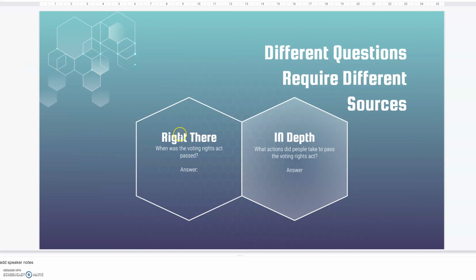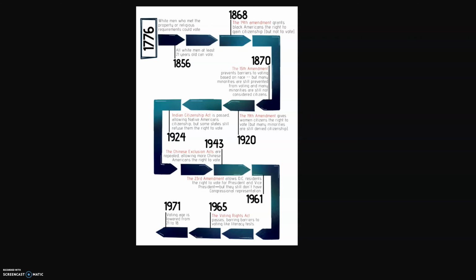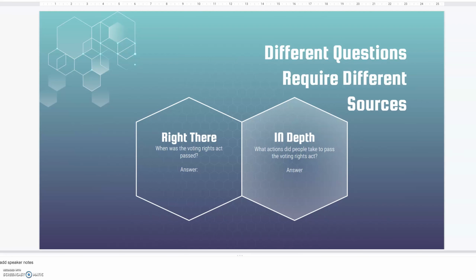If we have a right there question, something really simple and easy to answer, like when was the Voting Rights Act passed, we're probably going to look for a timeline versus an in-depth question like what actions did people take to pass the Voting Rights Act. So if I look at a timeline and I find the Voting Rights Act right here, see how this is really simple? It's just a little bit of information on each date. It tells me the Voting Rights Act passes 1965. Okay, so if I come back here, my quick, easy answer is 1965.